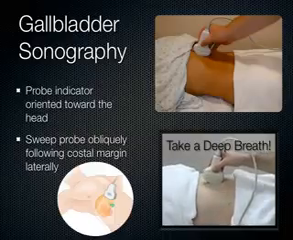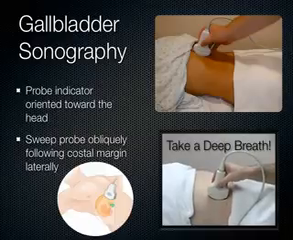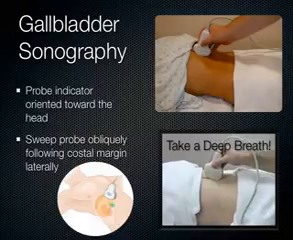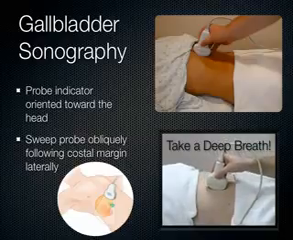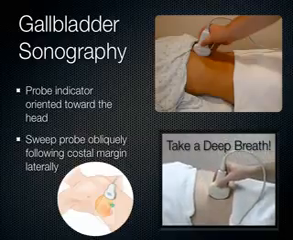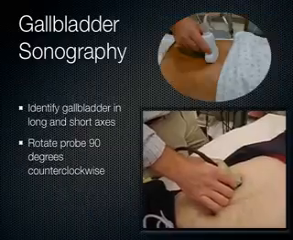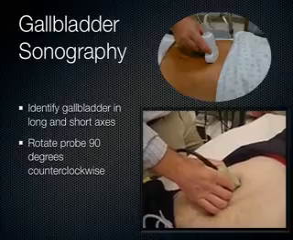We're going to have the indicator aimed towards the patient's head in a sagittal plane, and then the patient's going to take a deep breath, and that's called the subcostal sweep, okay? And once you get the gallbladder in its long axis, you can then rotate the probe 90 degrees to get the gallbladder in its short axis. Once you have the gallbladder in the long axis, you also need to view it in the short axis.